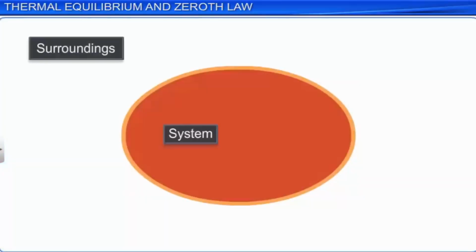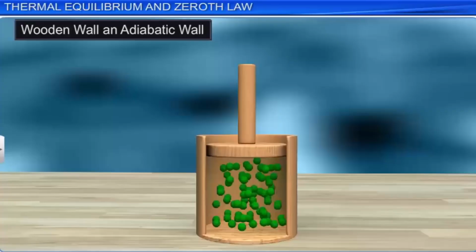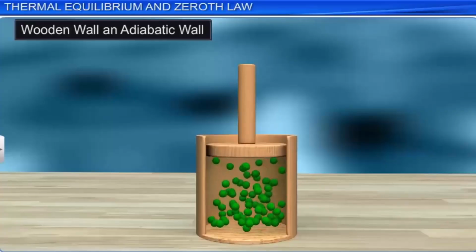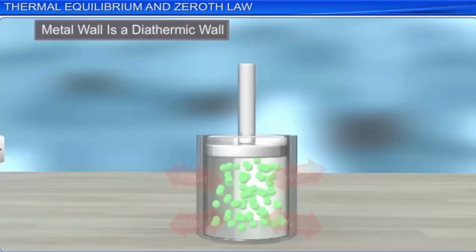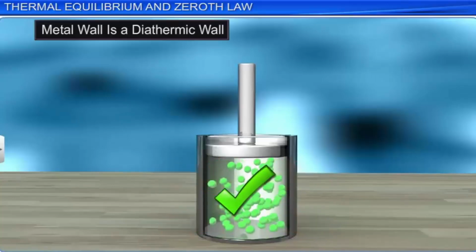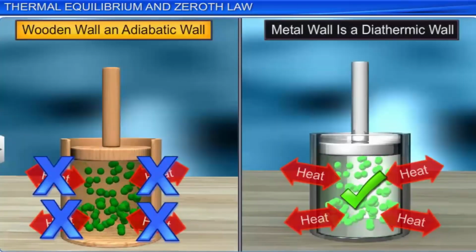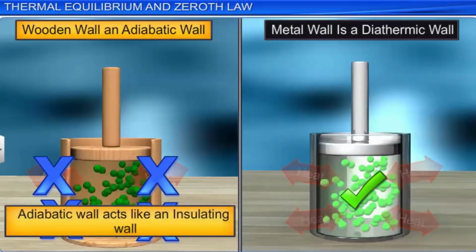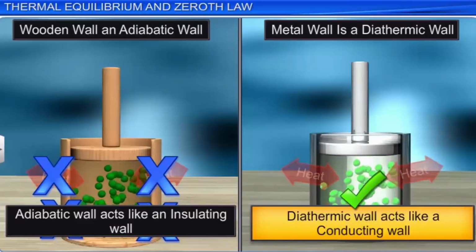Whether a thermodynamic system can exchange heat energy with its surroundings or not depends on the nature of the boundary. An adiabatic wall does not allow any flow of heat through it, whereas a diathermic wall allows the flow of heat through it. That means an adiabatic wall acts like an insulating wall and a diathermic wall acts like a conducting wall.